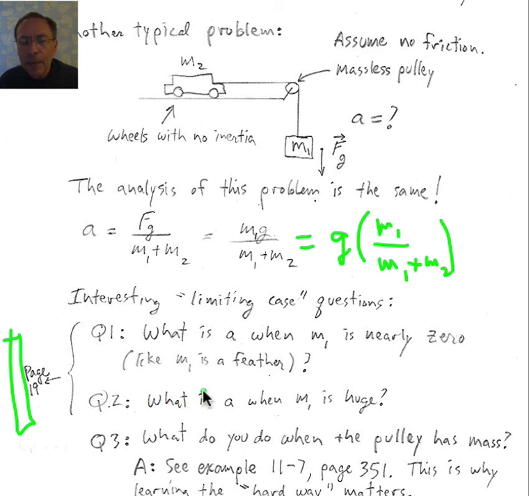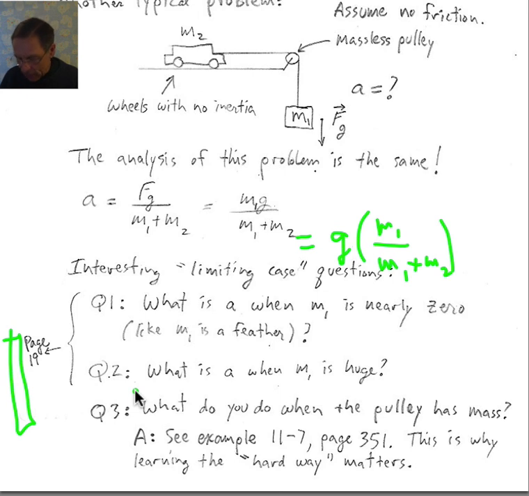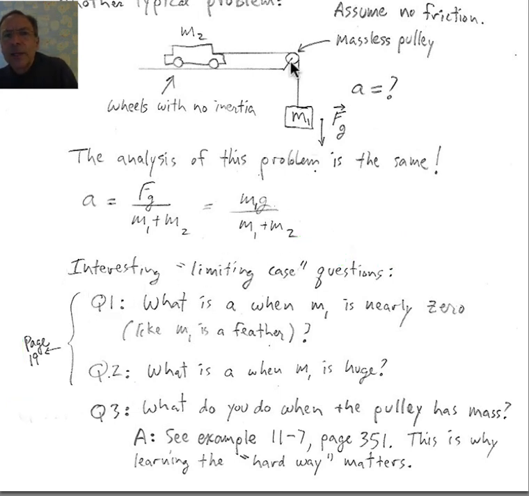And finally, one last question. This is not a limiting case question. What if the pulley here had mass? Right? So you had mass 1, mass 2, and the pulley's mass. What would you do then? And the answer to that is in Chapter 11, and it's example 11-7. And you'll see that the analysis there follows the same techniques as the quote-unquote hard way that we did before. And that's why it matters. That's why you kind of want to be able to do this sort of algebra.